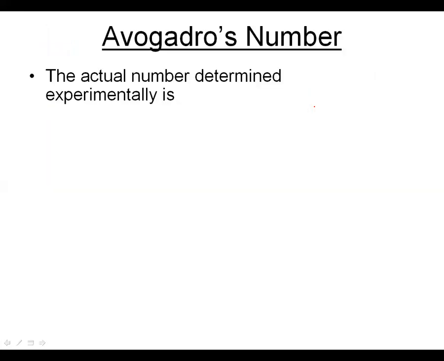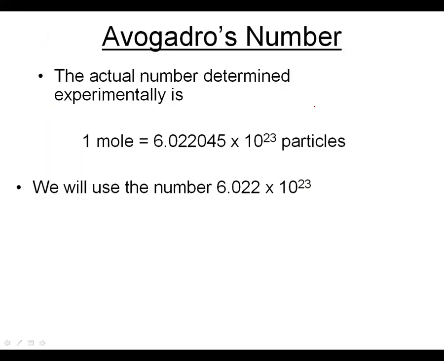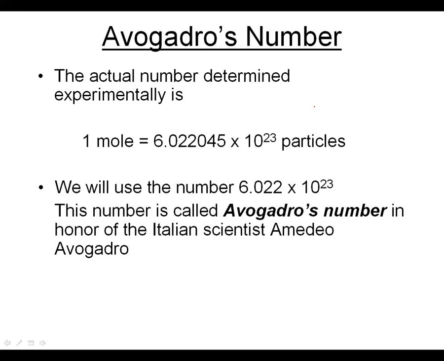When we talk about Avogadro's number, it is usually rounded to 6.022 times 10 to the 23. Again, when we use this in a calculator, remember that when you put a number in scientific notation, make sure that you are using that exponent button on your calculator when you punch it in.